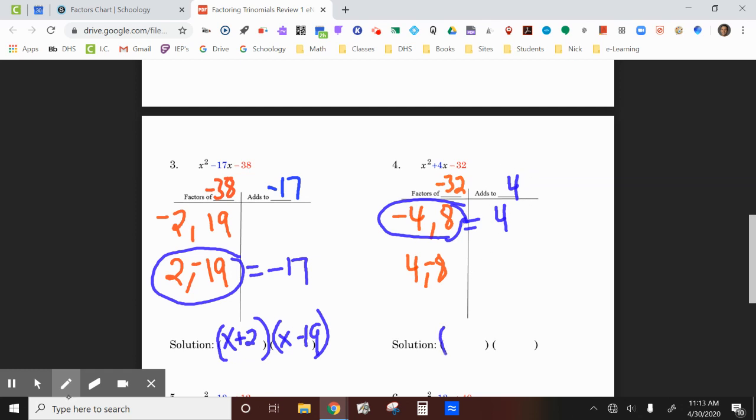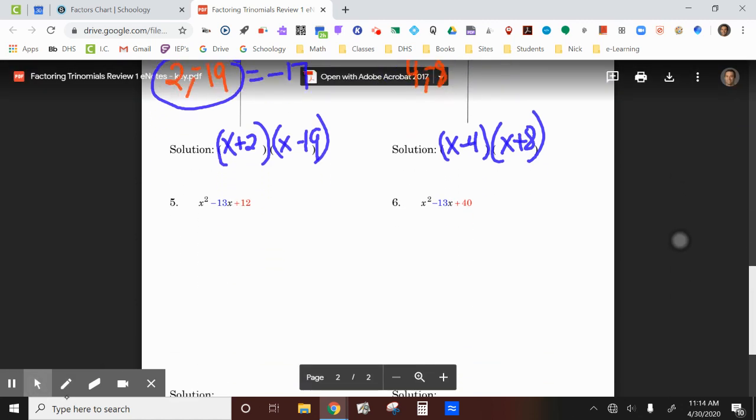All right, so now that I know the correct pair, I'm ready to finish factoring this problem by putting it back into my binomials, right? So I get x minus 4 times x plus 8 is my factored solution. All right, let's try 2 more.